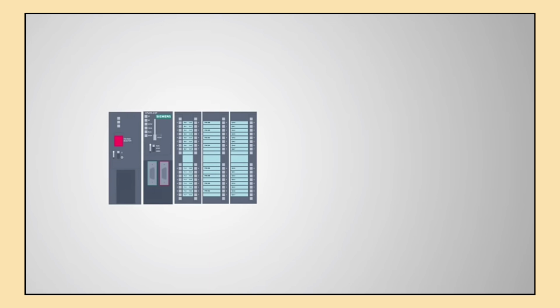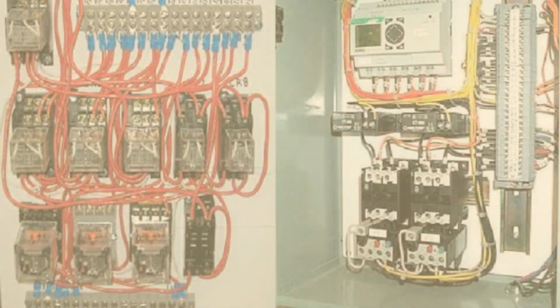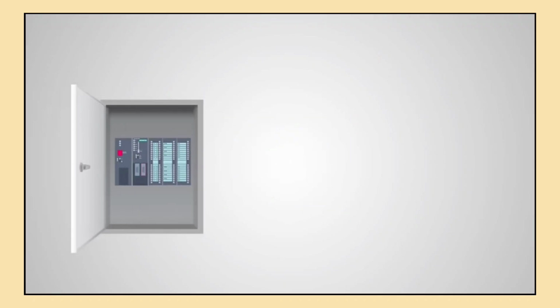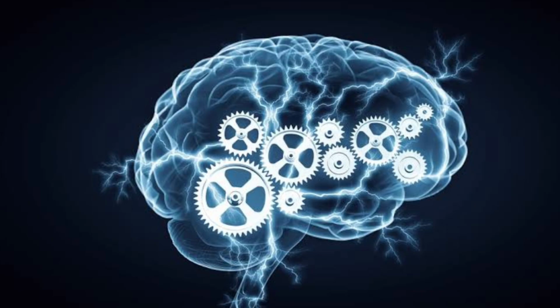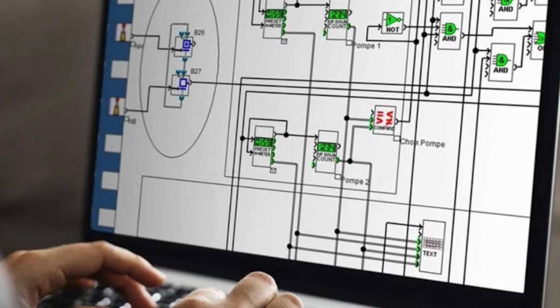A PLC is a digital computer that's designed to control industrial processes or machines. It replaces traditional hardwired relay-based systems and allows for more flexibility, reliability, and easier control of complex processes. In simpler terms, a PLC acts as the brain of a machine or system, receiving input, processing it, and then sending out commands to control different parts of a process, all based on pre-programmed logic.